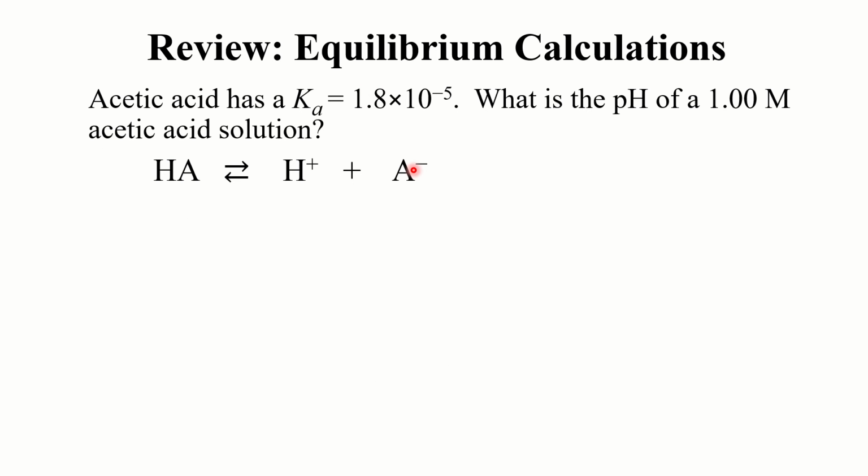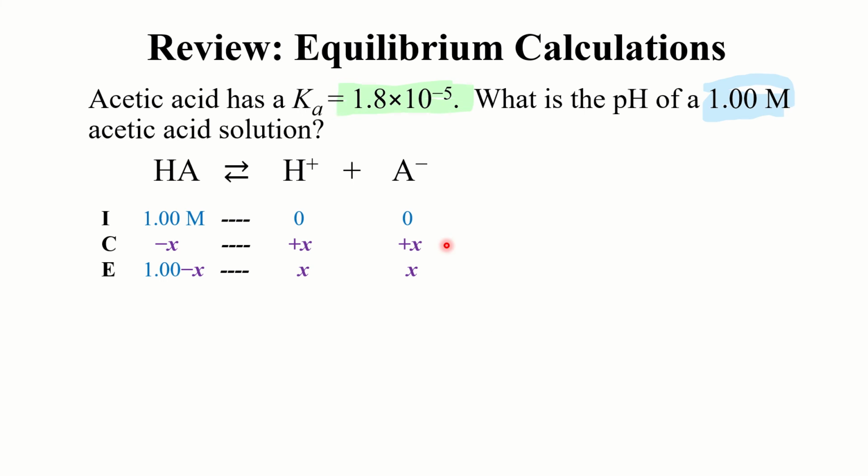All right, so let's review some equilibrium calculations. Acetic acid has a Ka of 1.8 times 10 to the negative fifth. What is the pH of a 1 molar acetic acid solution? I do want to note that this is not the actual formula of acetic acid. Acetic acid has the chemical formula HC2H3O2. I'm just using this designation here to apply this. You can use the logic we're using in this problem to apply it to many of the problems we are going to see. So we've got 1 molar HA.